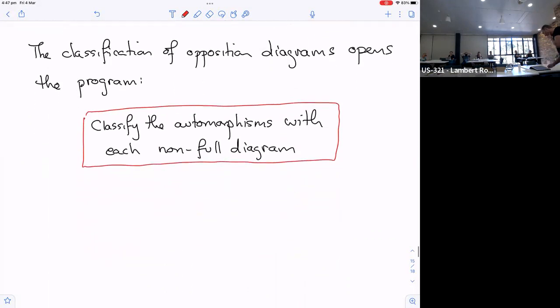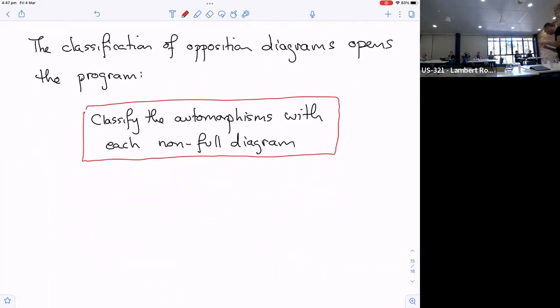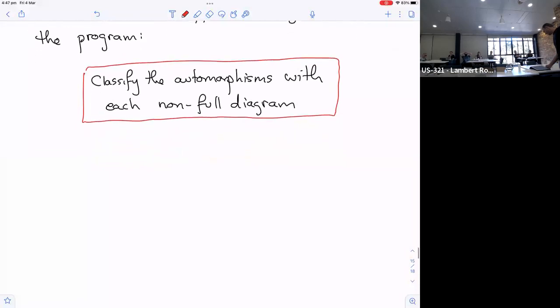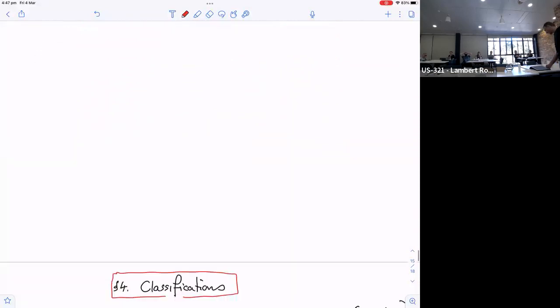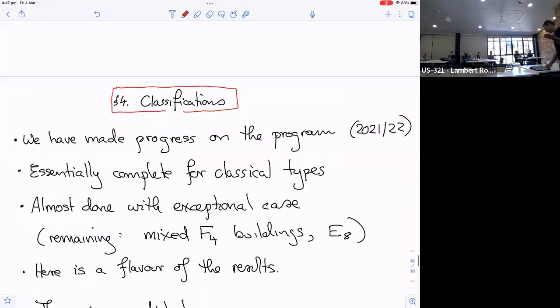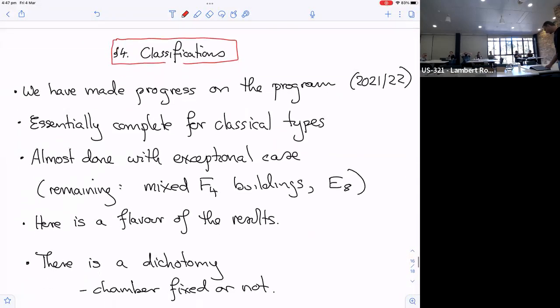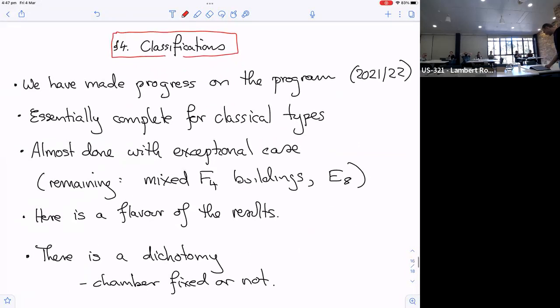Anyway, that's what I just said. The understanding of these diagrams puts the right framework around trying to classify automorphisms for each of the non-trivial diagrams; the empty diagram's trivial, the full diagram's trivial. So now the final section, and where we are now, is we've made some progress on that program, and we see the same model that we saw in the generalized polygon case. We've actually essentially done it with the classical types.